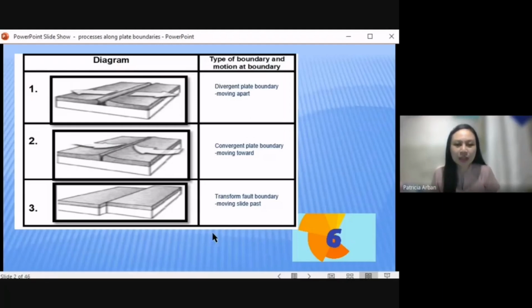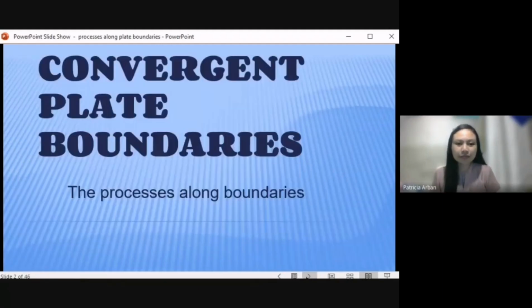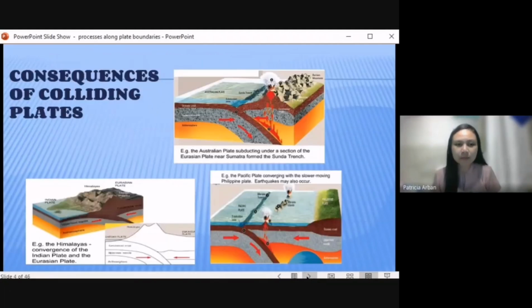So let's proceed to our discussion proper. Let's start with convergent plate boundary. So again, what is the movement of plates in convergent plate boundary? That's right. So that is moving toward each other. So we will be focusing on the processes involved in convergent plate boundaries.